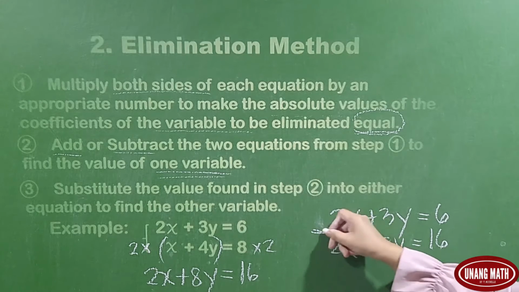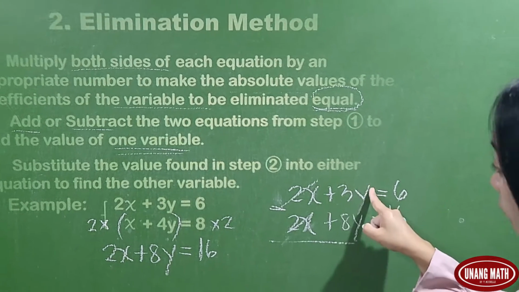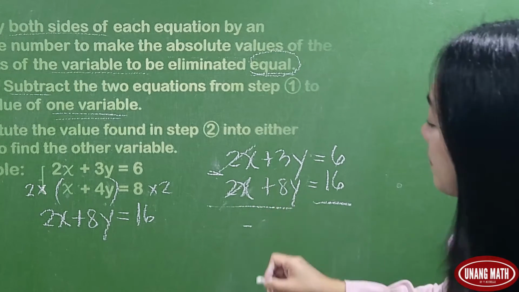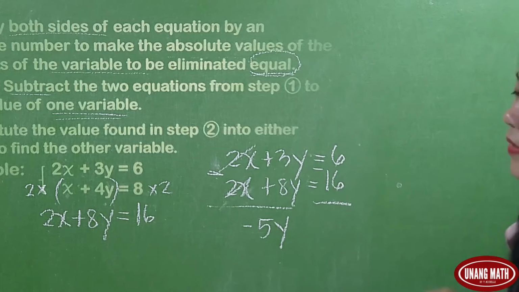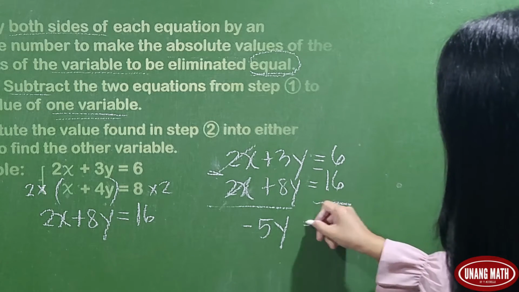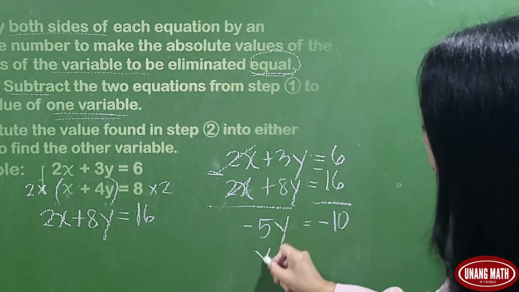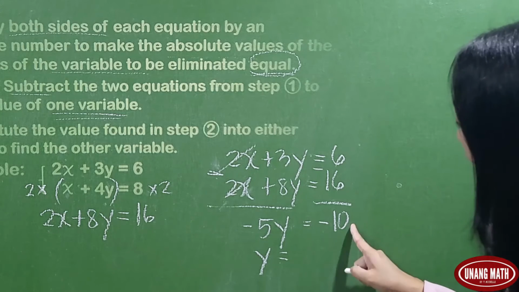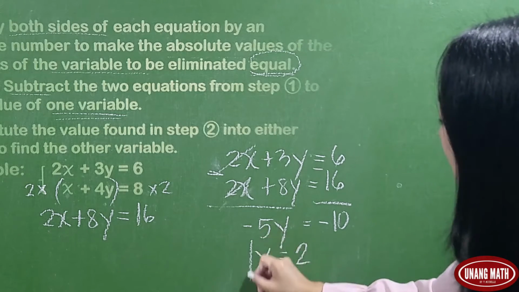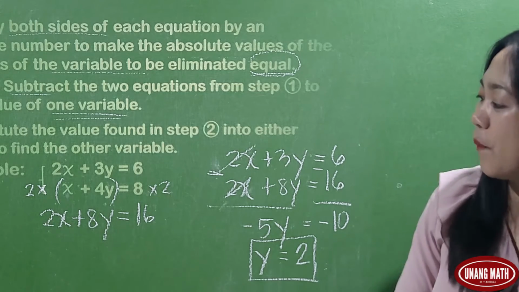So 2x minus 2x is now 0. And 3y minus 8y is negative 5y. What about 6 minus 16? That's equal to negative 10. And to find y, we just have to divide both sides by negative 5. So negative 10 divided by negative 5, then y is equal to 2. So the value of y is 2.